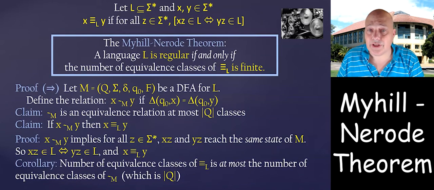So the corollary is that the number of equivalence classes in L is at most the number of equivalence classes in M, and this is the size of Q, which is finite. So we prove that if L is regular, then the number of L equivalence classes is finite. Let's show the other direction.